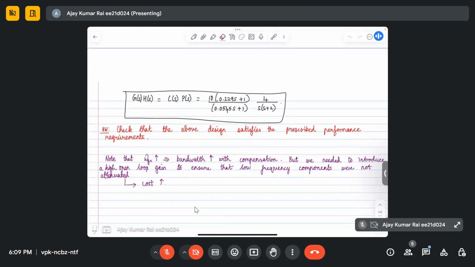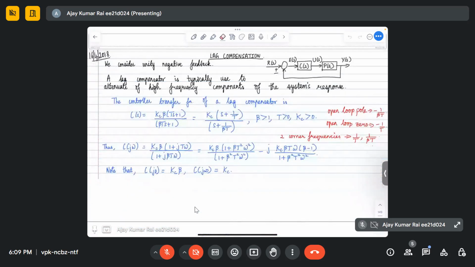Then we studied lag compensation. Lag compensation is basically used to attenuate the high frequency component of the system response. In the previous example for the lead compensator, we saw from the Bode plot that it actually amplifies the high frequency components, right? So in this case, why are we using lag compensation? We are not using it to decrease the phase margin, in the opposite sense; we are using it specifically to attenuate the high frequency component.